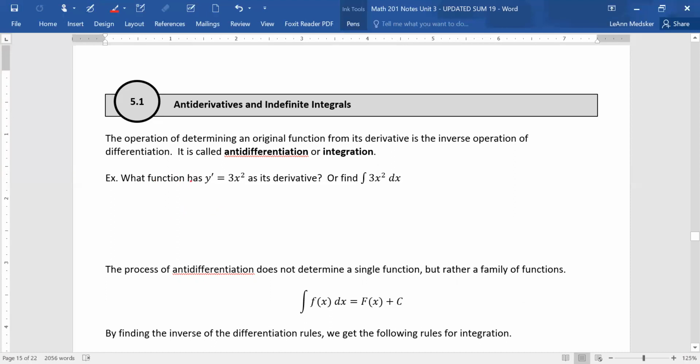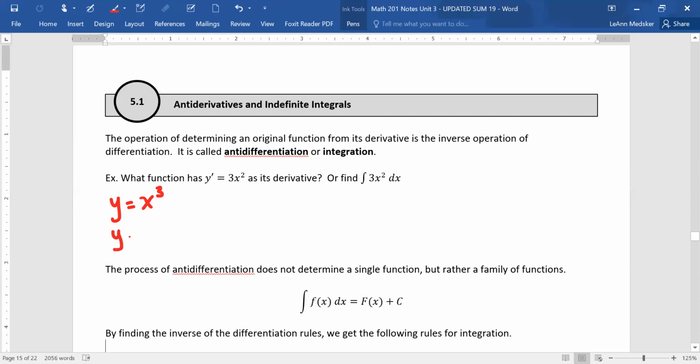So it says, if the function y prime is 3x squared as its derivative, what would be the original function? Which means this is the symbol for integration, which we'll talk about more in class, this little squiggly line. They're saying find the integral of 3x squared with respect to x, so dx. So what I do know is that x to the third is a function that has 3x squared as its derivative because we'd bring the 3 to the front, we'd lose 1 in the power, and that would be 2.